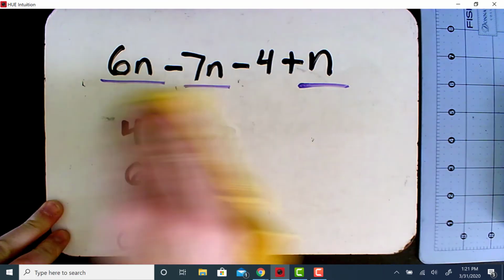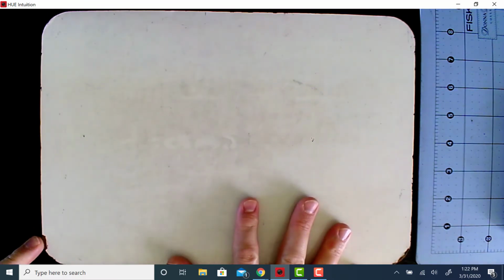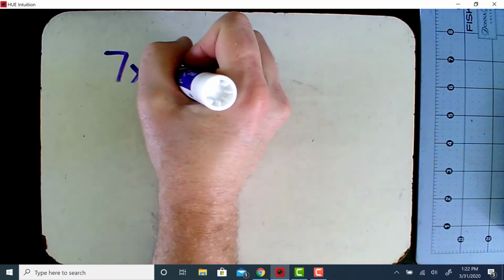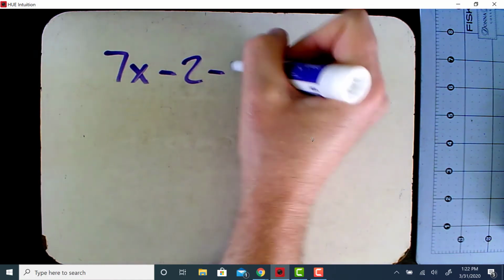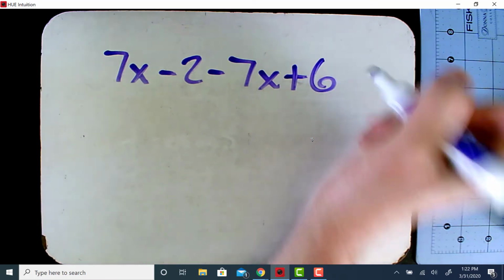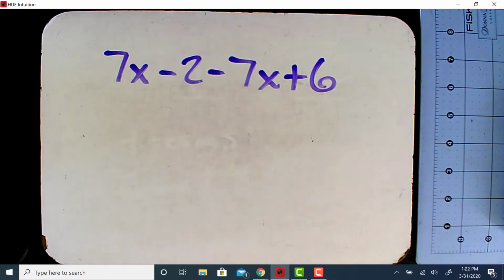Okay, so that's just a quick review on the vocab. Next up, let's actually start simplifying some expressions. So if I want to put my expression in simplest form, I'm looking for like terms that I can combine. And let's say my first one here is one like this. I've got 7x minus 2 minus 7x plus 6.